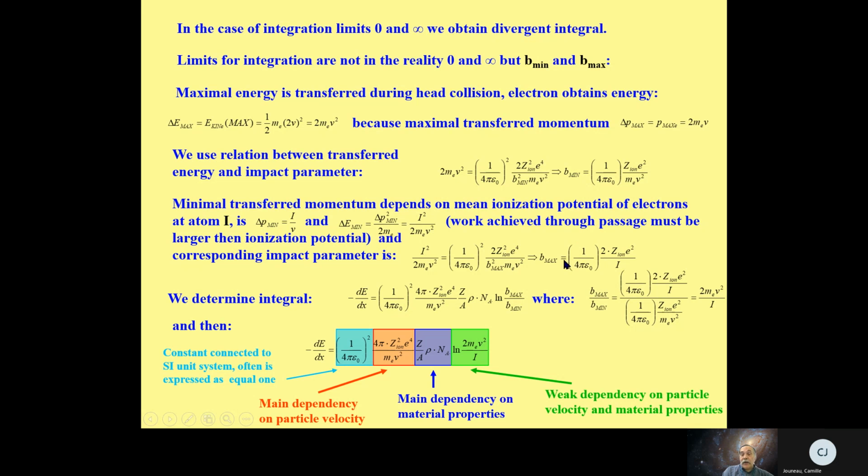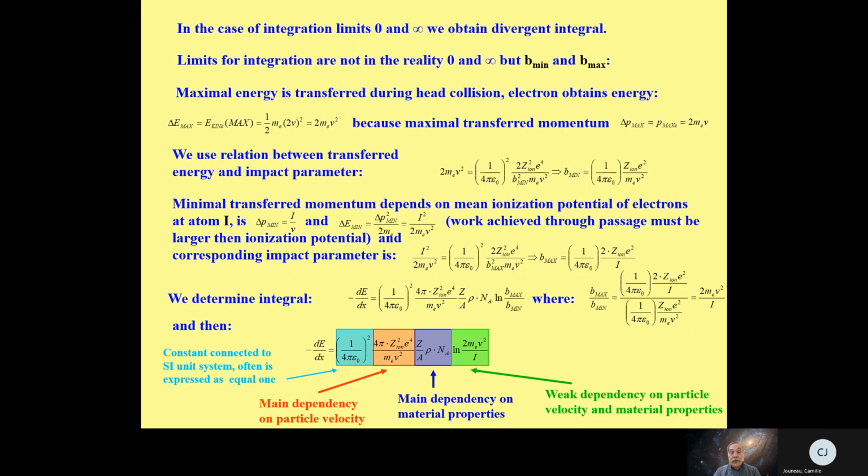This is the maximal value of impact parameter, and here is the minimal value of impact parameter, and here you see that this is the same value, and in the end you will obtain this ratio of the maximal and minimal impact parameter. You put this here, take the logarithm of this, and you will obtain this equation. This equation is named the Bethe-Bloch equation for description of ionization losses. It's possible to calculate these ionization losses.